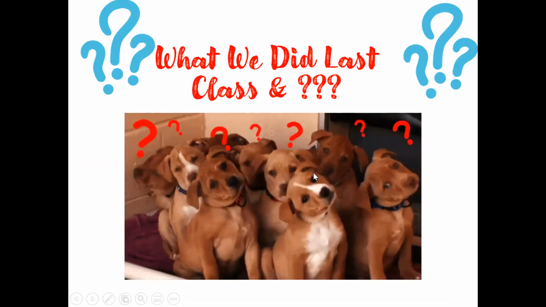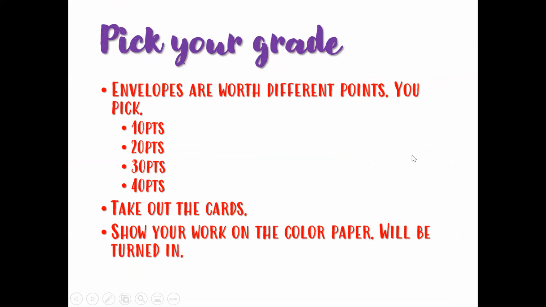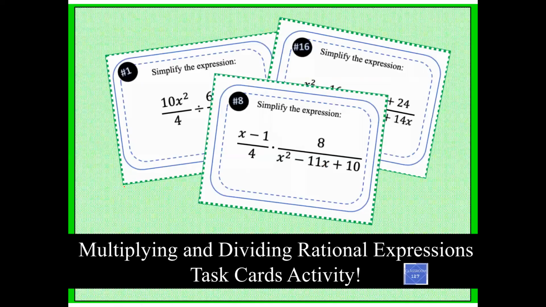Okay. So what did we do last class? If you were not here last class, we went over the envelopes. I asked you guys to pick 10, 20, 30, or 40 points, depending on which envelope you picked. Some of the questions are harder than others. You guys turned in the colored paper, so I have that, and I'll be grading that on Wednesday, so your grades will be updated. And these were the cards that we went over.